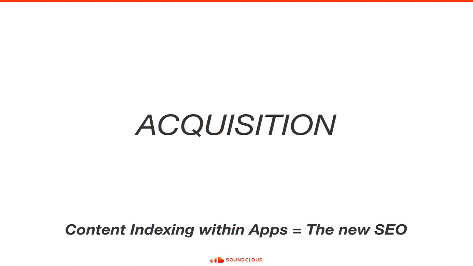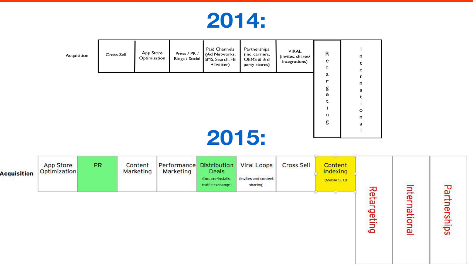So in the acquisition layer, I've added content indexing as a brand new box. So this is indexing content that's within your app so that it's discoverable in mobile web search. So if people are searching on mobile, content is now indexable. So Google have Google App Indexing, and Facebook have App Links, and also Apple with iOS 9 released the extended iOS 9 search. So basically there's a lot more ways for people to discover your content from outside of your app and get deep linked right into it. So it's basically the new SEO.